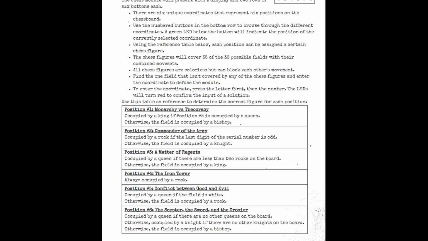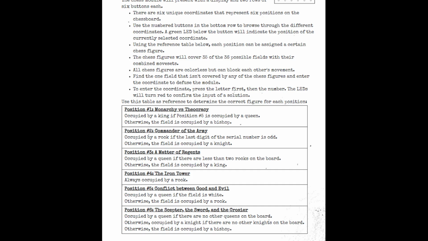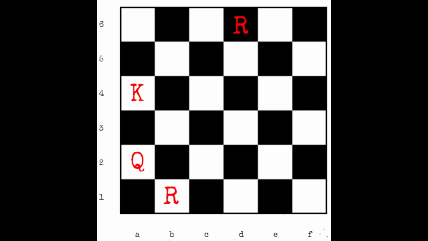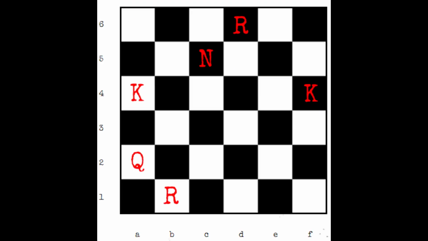Next we'll look back at position 1. Since position 5 was a queen, position 1 is a king. Position 2 is a rook since the last digit of the serial number is odd. Position 3 is a queen if there are less than 2 rooks on the board. If not, then it's a king. We have 2 rooks, so it's a king. Lastly we have position 6. We have 1 queen and no knights, so position 6 is a knight.